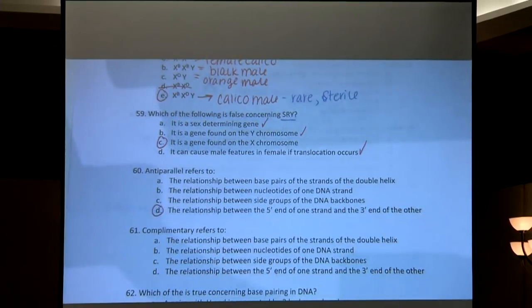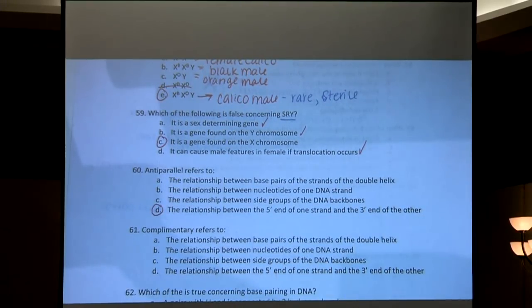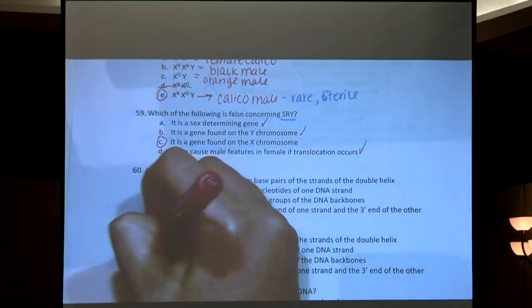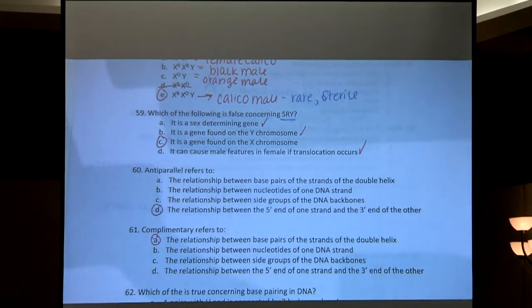On the other hand, we also have complementary aspects. So complementary refers to which of the following? Is it the relationship between base pairs of the strand of the double helix? What do you think? So A is what complementary is referring to. Our base pairs, they're going to complement one another. So if we know we have A on the template strand, we know that the new strand should code for a T for a DNA strand. That's the complementary aspect that we're referring to.